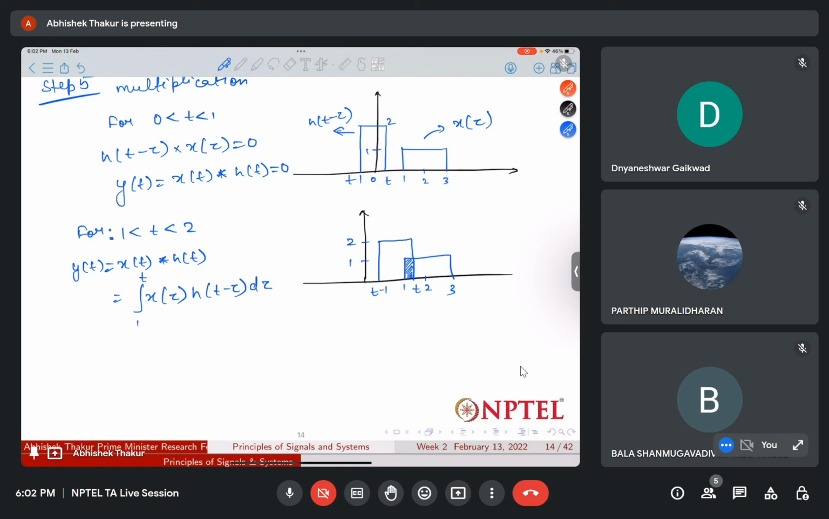Okay. So this will be 1 into 2. So this is 1 and here it is 2. So this will be equal to 1 into 2. And what is the limit of this t? Tau is from this 1 to t. And that is here d tau. So we will get 2 tau, and tau limit is from 1 to t. So it will be 2 into t minus 1. Understood this? This is very important. If you understand this, then you will understand all other further process.